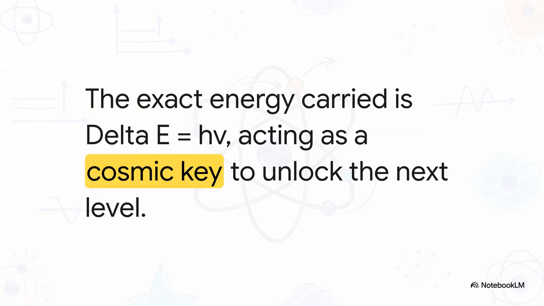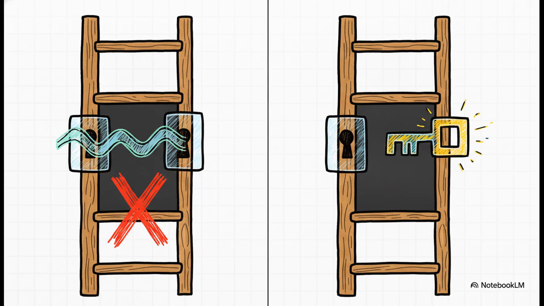Now, what's really fascinating here is the specific formula attached to this photon. Delta E equals h nu. Now, don't let the math scare you. Just think of this formula like a barcode. It defines the exact, specific amount of energy this particular photon happens to be carrying. And in the atomic world, that exact amount of energy acts as the ultimate cosmic key that you need to unlock the next level. Because this isn't just a suggestion, it's a strict quantum rule.